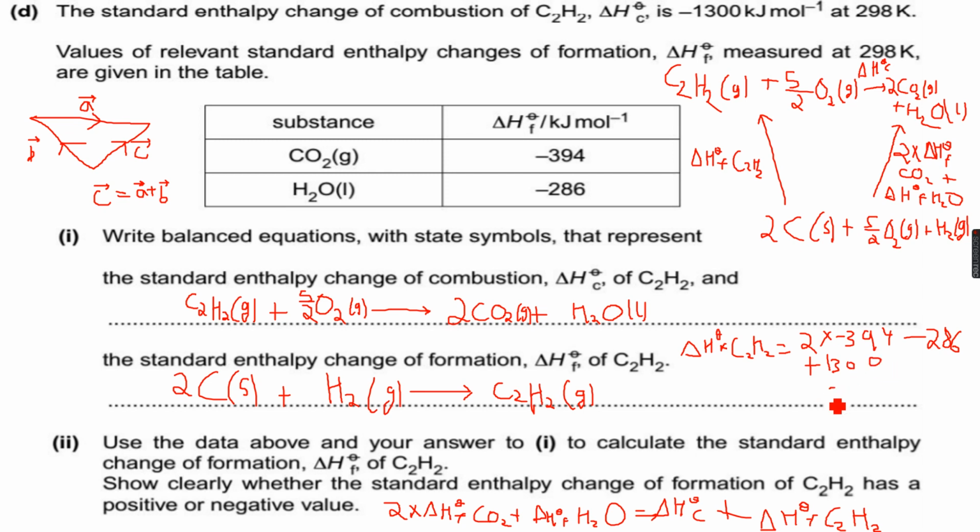So this is equal to, let me do it on my calculator. This is equal to 2 into minus 394 minus 286 plus 1300. So this is equal to plus 226 kilojoules per mole. Yeah, now we are done with this as well. So let's move forward.